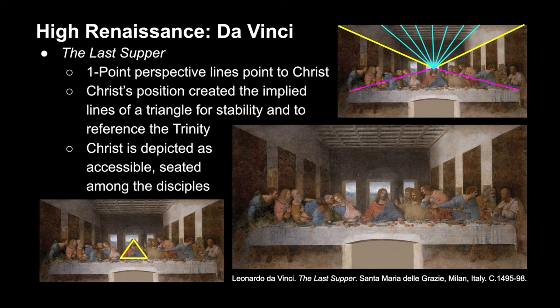Another very famous painting, we have The Last Supper. This painting also utilized one-point perspective in a really accurate way. Also, all of the lines converge at the vanishing point that is actually right behind Jesus' head, so all of the architectural lines are pointing toward the focal point, which is the Christ figure, who himself has the implied lines of a triangle, representing stability, but also the Trinity, which is again reflected in the three windows behind his head.